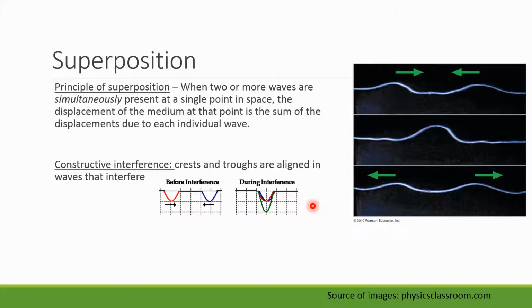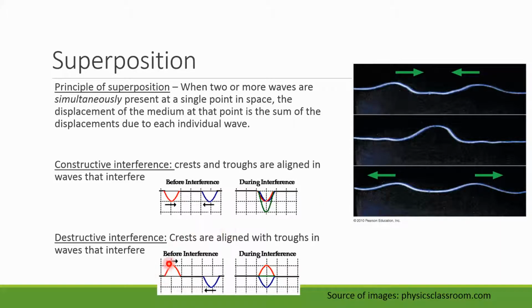We could also have destructive interference. Destructive is when the crests are aligned with the troughs and the waves interfere by basically, for a moment, negating each other. We have one that's a crest coming and meeting a trough, and when they interfere, they create this green line, which is just a flat surface. There's no wave there.